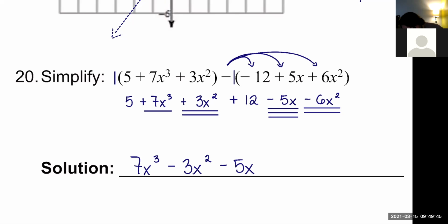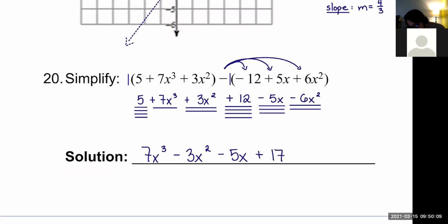And then last but not least, we have our constants, which have no variable attached to them. I see a +12. See anything else? +5. There's also a +5 all the way here at the beginning. Sometimes it's easy to overlook things. 5 and 12 make 17.